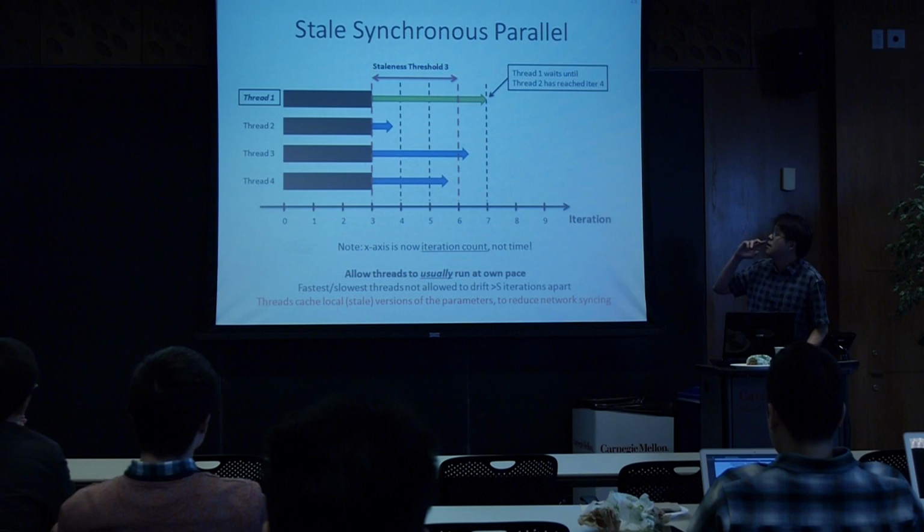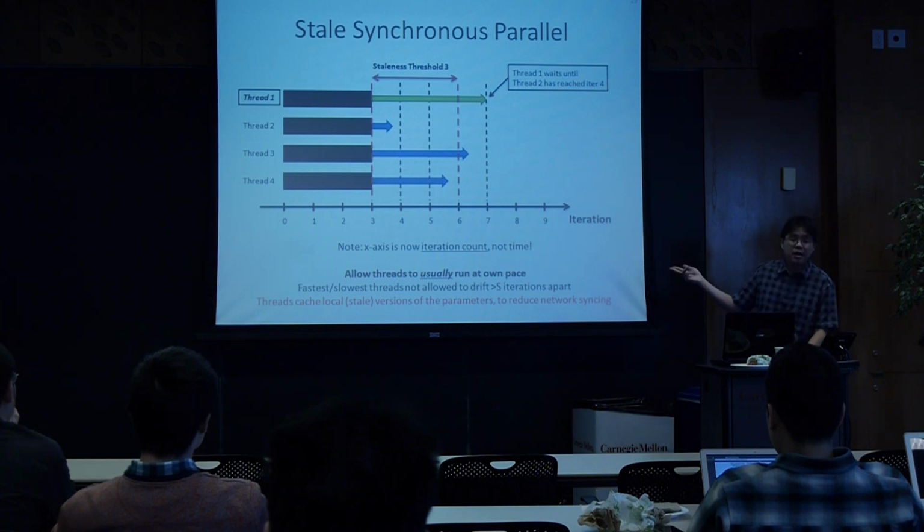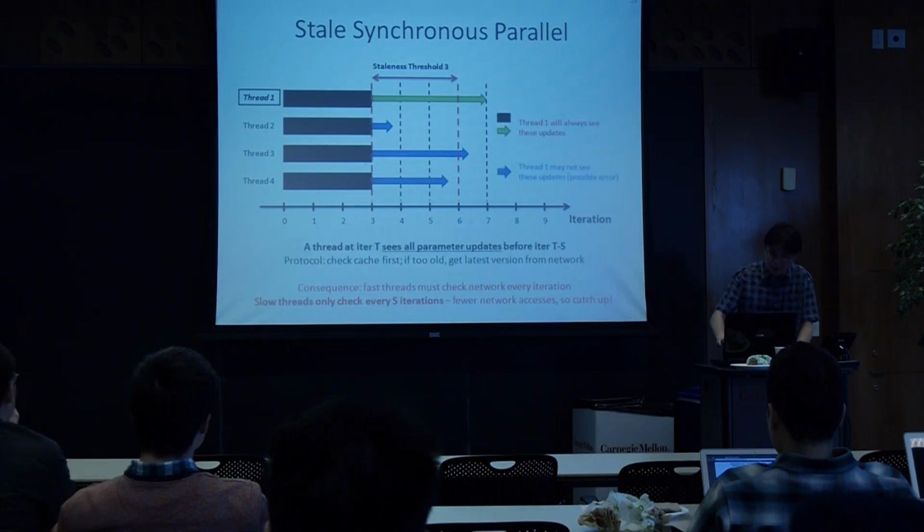So in this diagram, if the staleness threshold S is 3, that means when thread 1 is about to reach iteration 7, the end of iteration 7, it has to wait because thread 2 has not reached iteration 4. So that's what I mean by not allowing the fastest and slowest threads to drift more than S iterations apart.